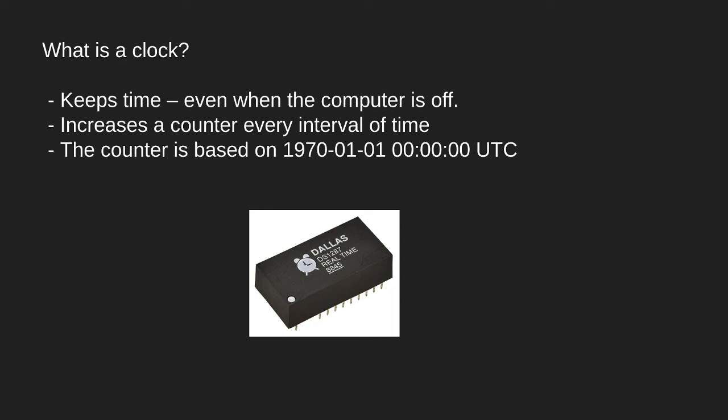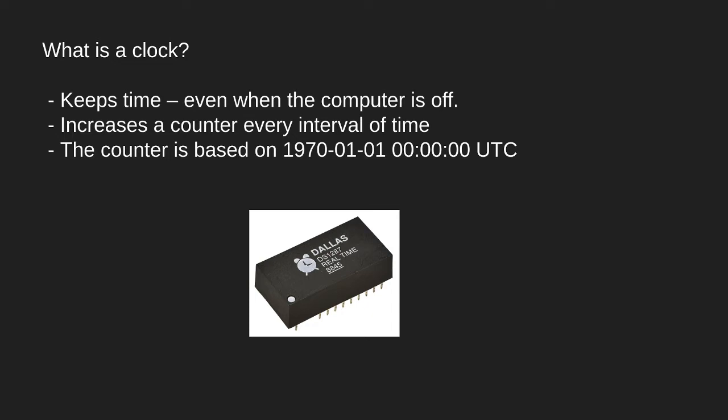What is a clock? A clock keeps the time, even when the computer is turned off. It usually uses a battery in order to continue keeping the time. The clock device increases a counter every interval of time. So the clock device has some resolution, for example, every millisecond or every nanosecond, and it increases a counter every tick.